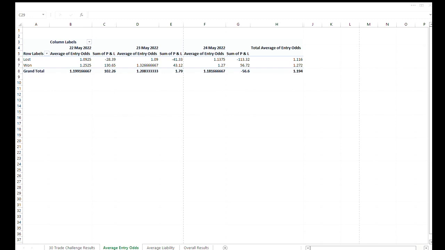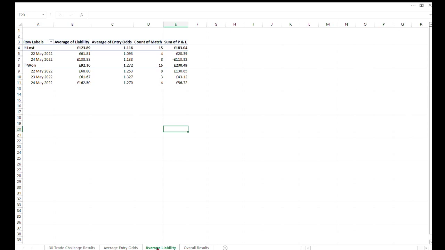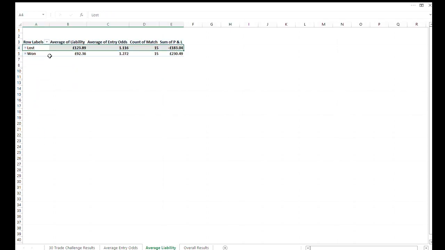So if we look at the average liability now, the total value of my average liability was £123.89 when I lost. The total average of the entry odds was 1.11 when I lost. How many trades did I do that lost? 15. What was the total profit and loss? I lost £183.04. So that's not great, is it? Look, we've got £123 liability, but we've lost a total of 183.